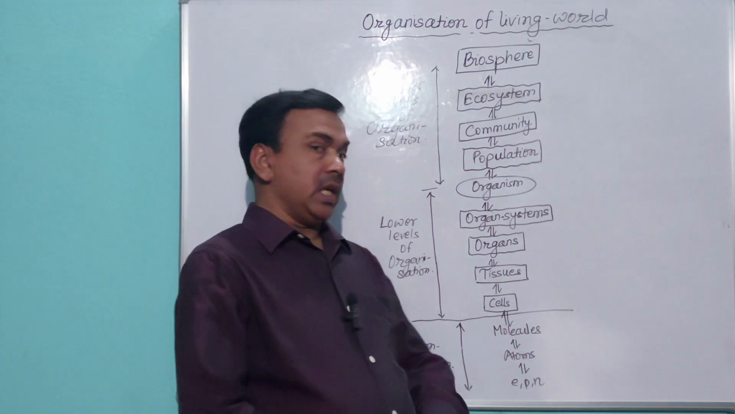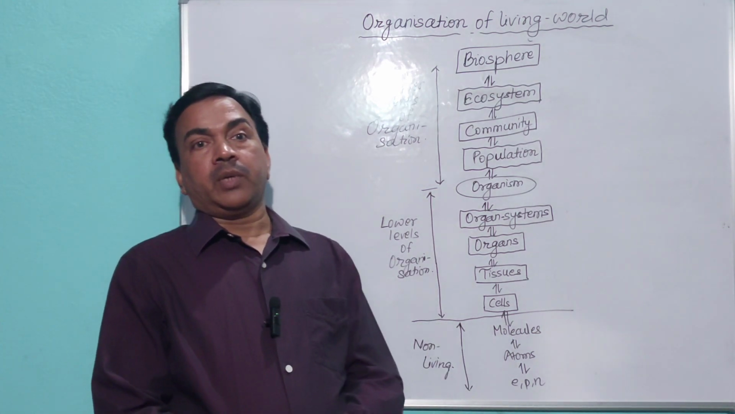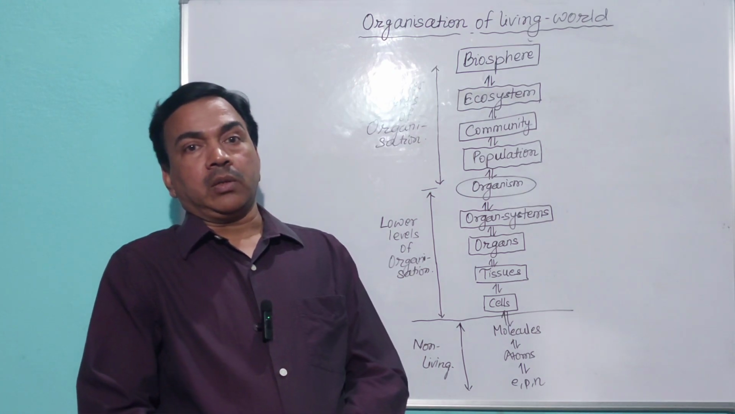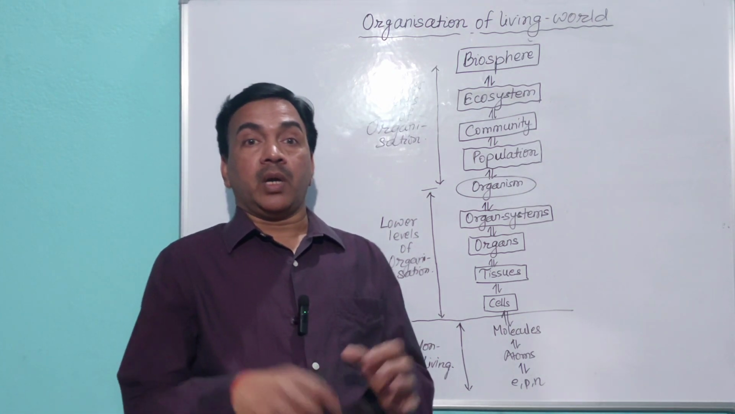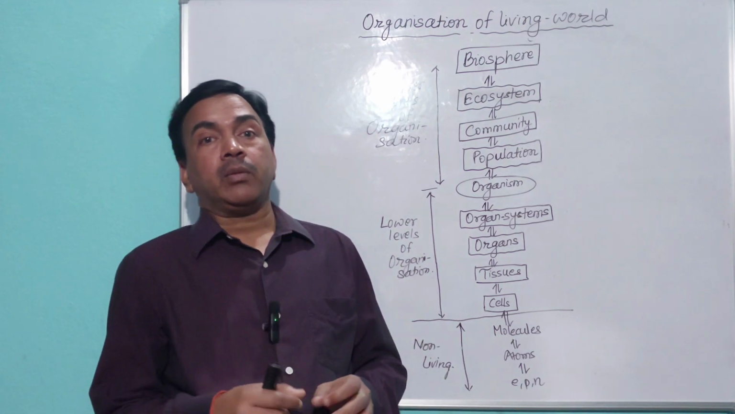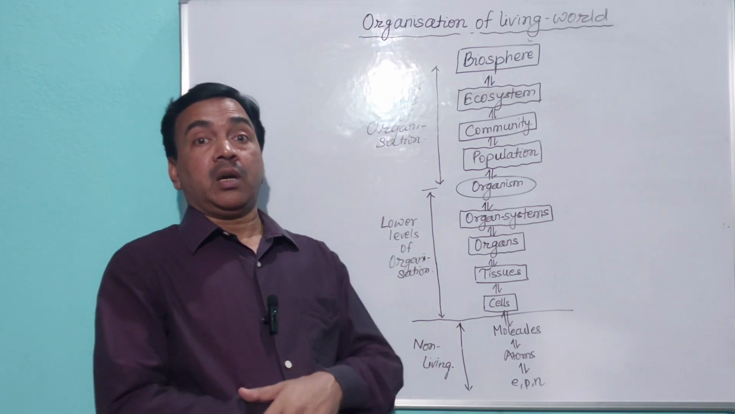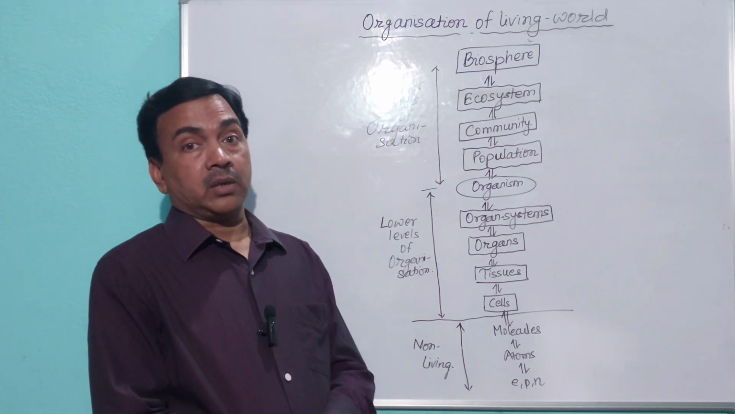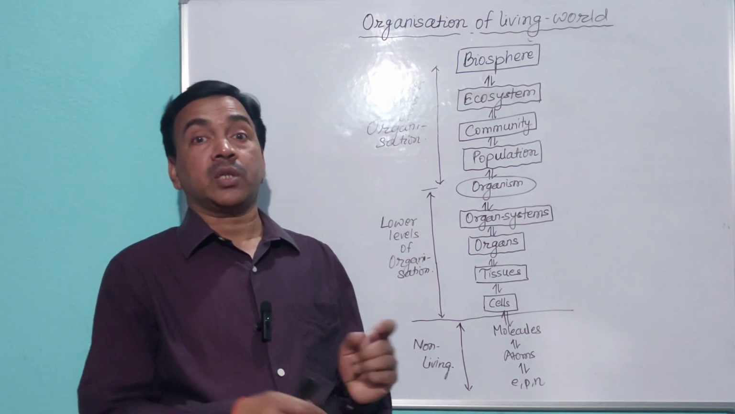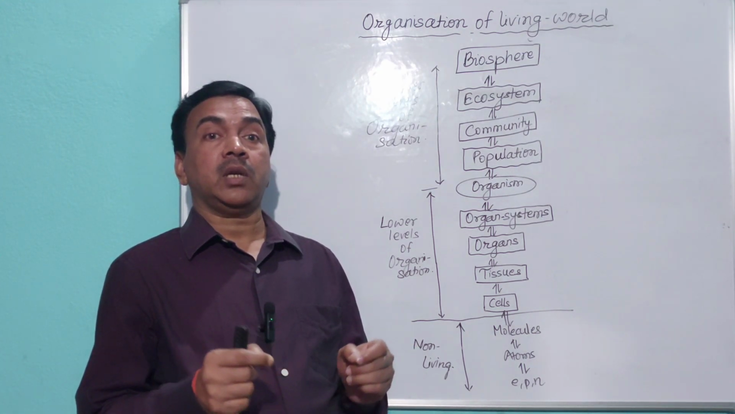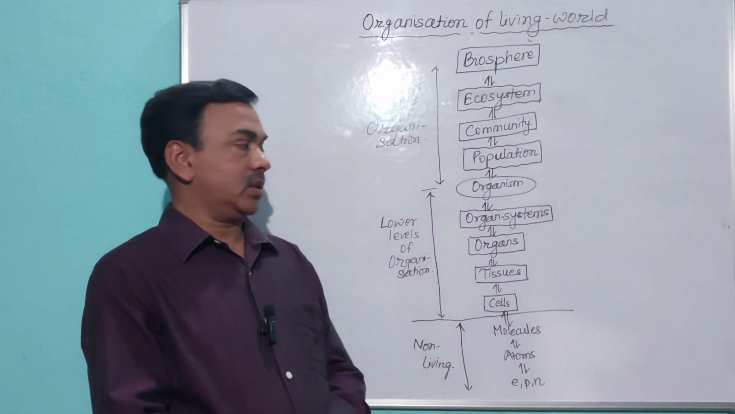So cell, what is cell? Cell is made up of different types of molecules. Cell is the fundamental unit of life or fundamental unit of living being. It is the structural and functional unit of all living beings. It is the structural and functional living unit of all the living beings.